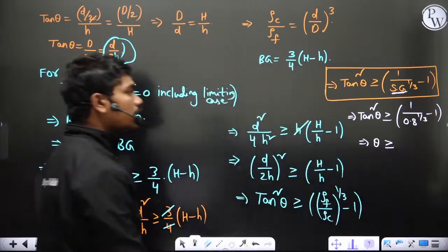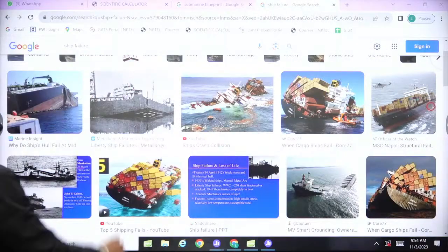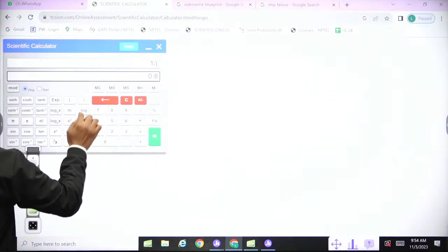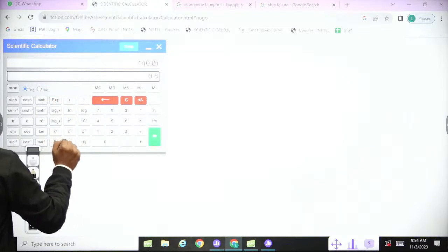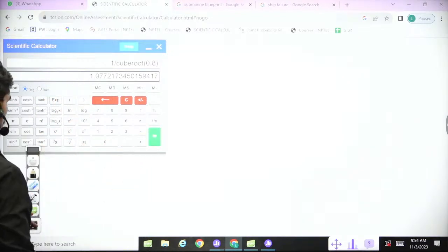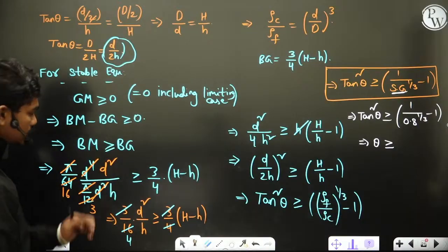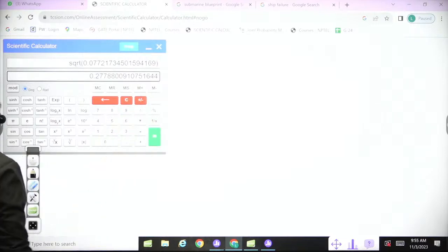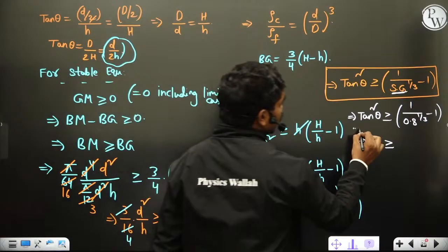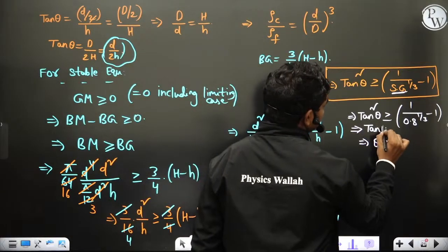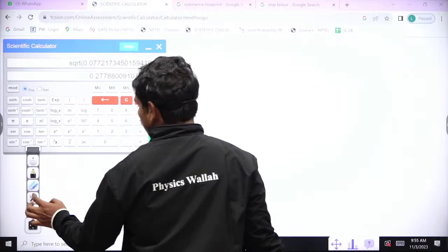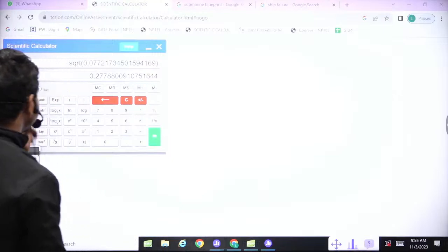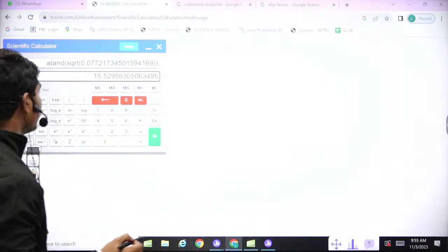Theta should be greater than or equal to, let us calculate that value, 1 by 0.8 power 1 by 3. Okay, so cube root of this, 1 by 0.8 of this, minus 1. So this is a positive value. So take a square root of this. This is 0.2778. So tan theta should be greater than or equal to 0.2778. If you take tan inverse, putting it in degrees, tan inverse gives you 15.529 degrees.